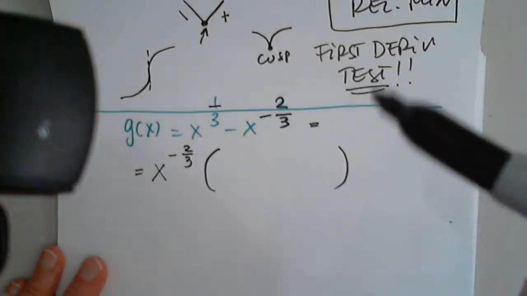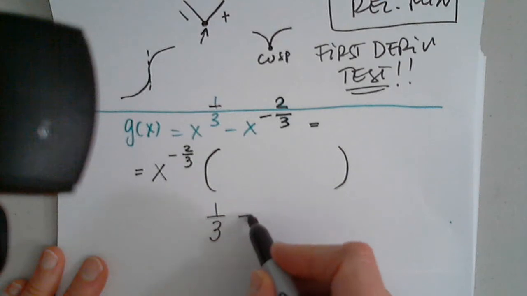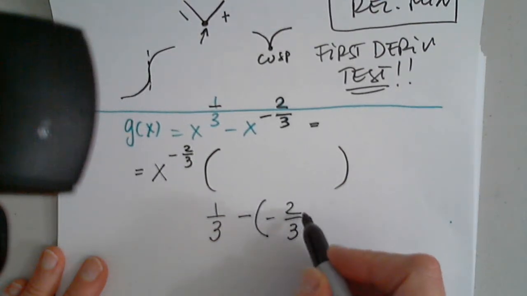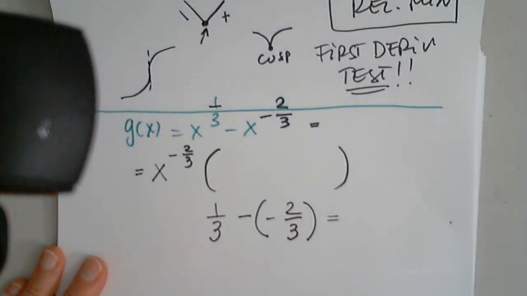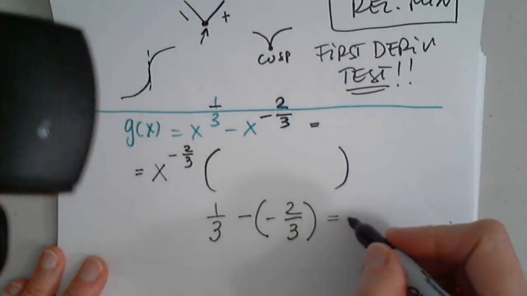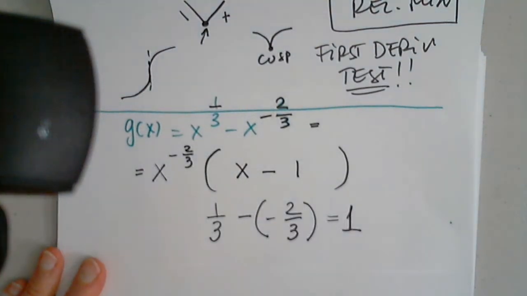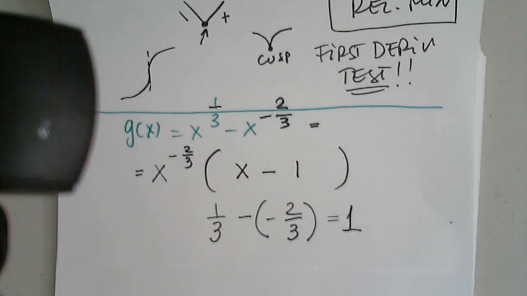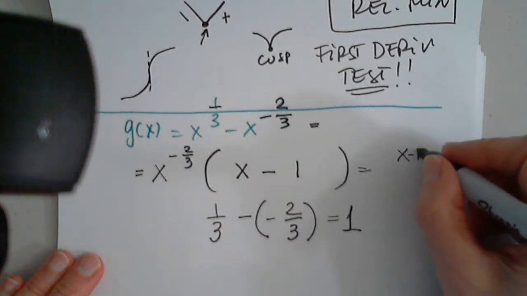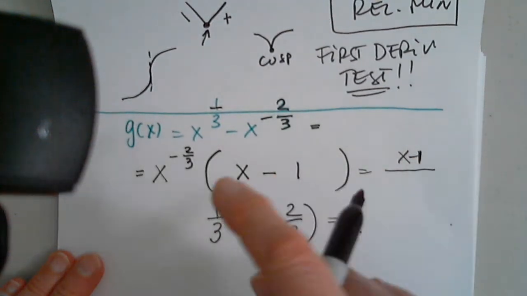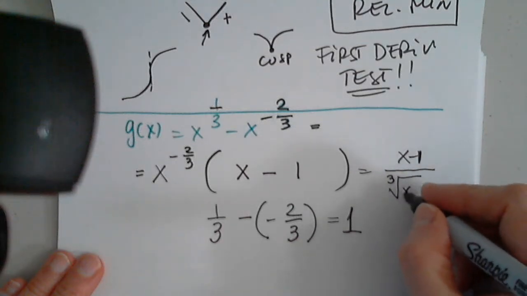And yes, Mark says from 1/3 subtract negative 2/3. What is the answer? So I know what I have left. It's going to be 3/3, so 1. Excellent. So this is x minus 1. Great job. Thank you. So now this becomes x minus 1 divided by, because it's a negative power, the cube root of x squared.